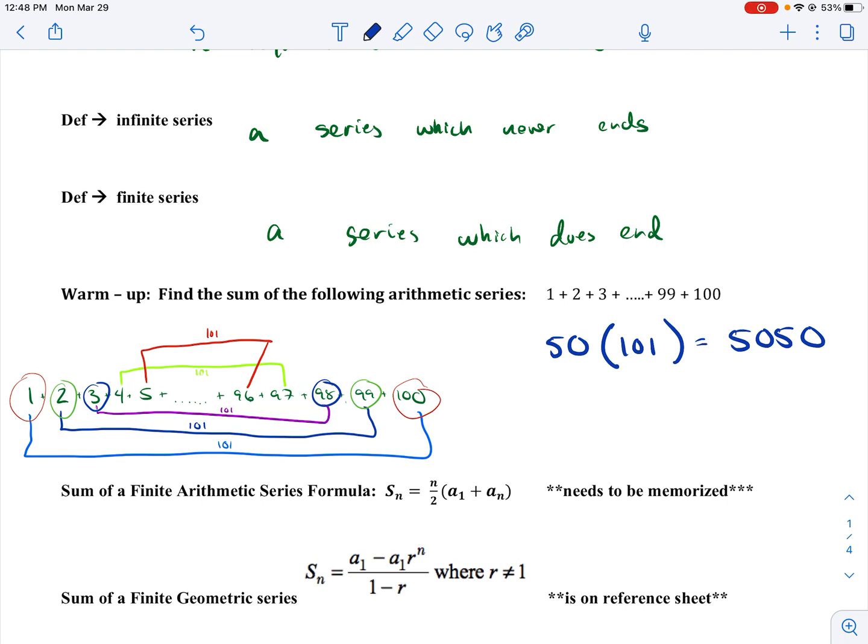So what's happening is we're pairing these up, right? When you're pairing those up, how many pairs do we get out of 100? Well, 50, right? And so, add all those up, 1 through 100, we get 5,050 as a sum.